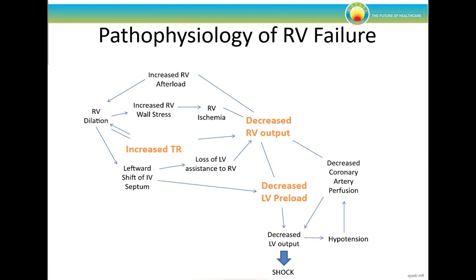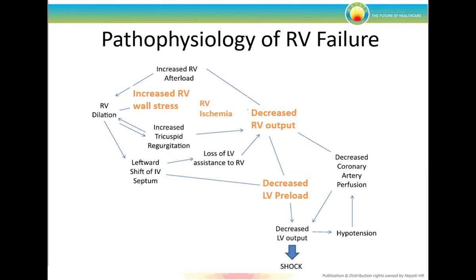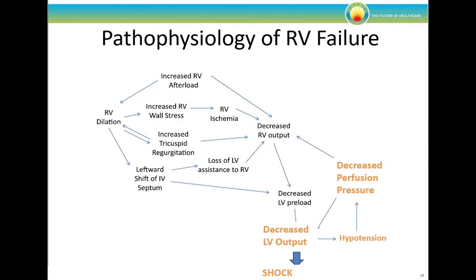Subsequently, because of the dilatation again, the tricuspid regurgitation increases. This increased tricuspid regurgitation will lead to decreased forward flow, which leads to decreased cardiac output from the RV, which leads to decreased RV preload. At the same time, it increases the stress on the RV wall, leading to RV ischemia, again decreasing cardiac output. So all of this will eventually lead to decreased output from the LV, which will cause hypotension, which will decrease the perfusion pressure of both the left ventricle and the right ventricle, leading to shock stage.